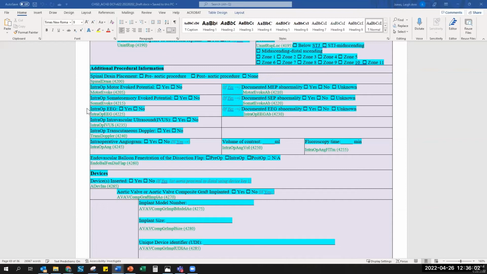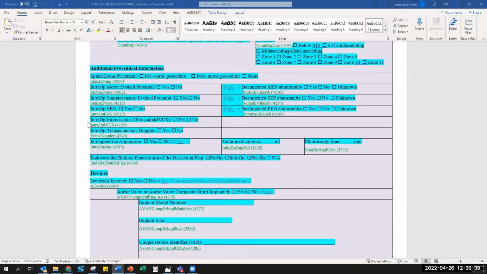The next question is intra-op intravascular ultrasound. So this is IVUS basically. So the use of IVUS during the actual aorta procedure. Sometimes they use IVUS to do a percutaneous placement, like of the stick. That's not what we're asking for. We're asking, was IVUS actually used during the aorta procedure, not just to obtain access.